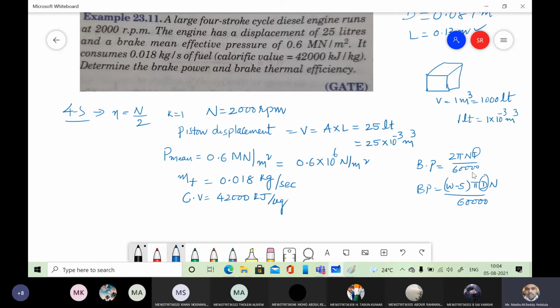Please respond. Very, very important. Why am I using this formula? You should tell. Do you have any data related to torque or brake drum diameter or net load? No, sir. No.